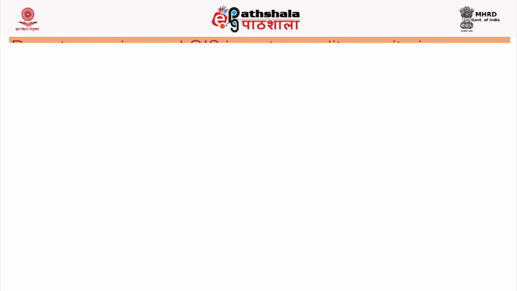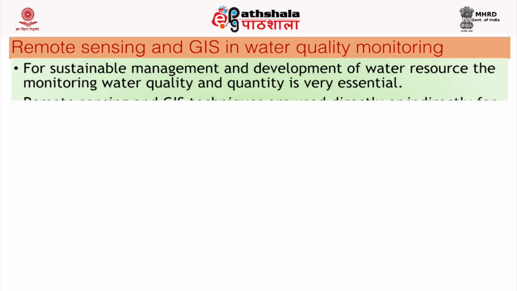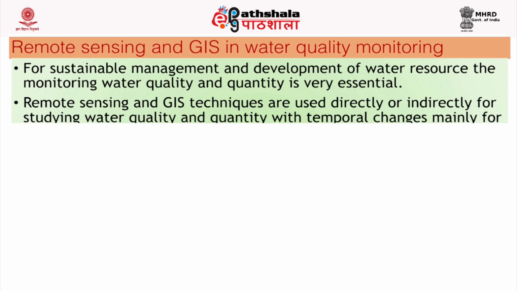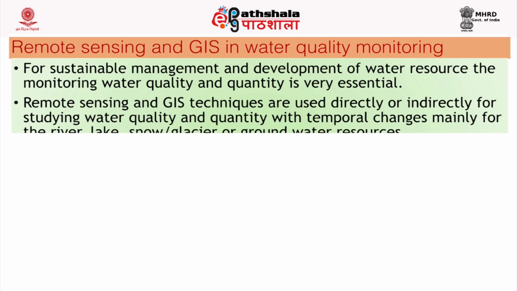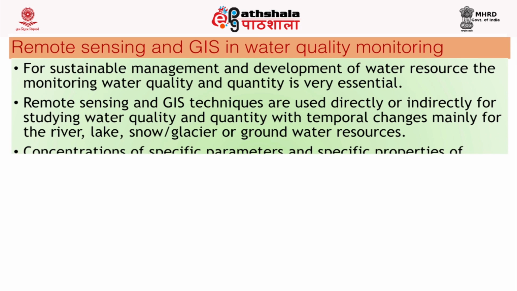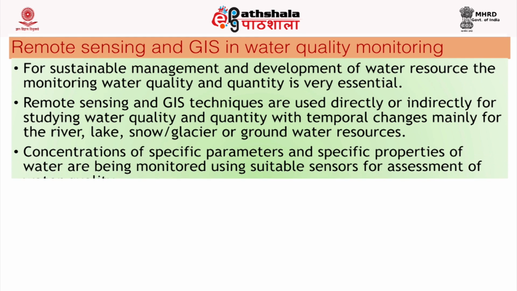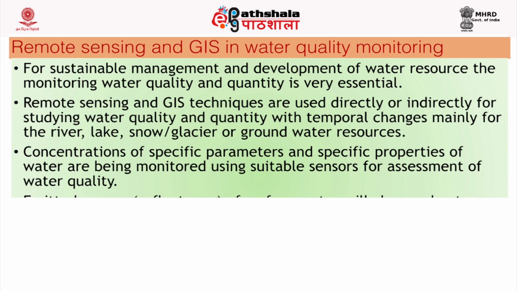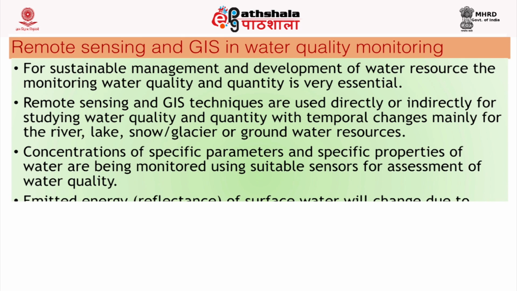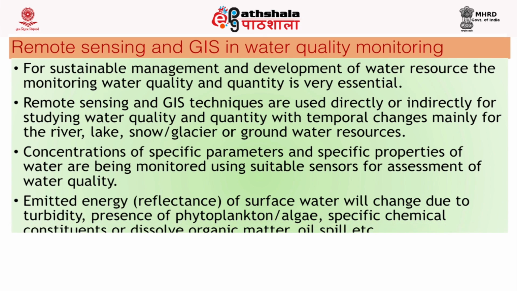Remote sensing and GIS in water quality monitoring. For sustainable management and development of water resources, monitoring water quality and quantity is very essential. Remote sensing and GIS techniques are used directly or indirectly for studying water quality and quantity with temporal changes, mainly for rivers, lakes, snow or glaciers, or groundwater resources. Concentration of specific parameters and specific properties of water are monitored using suitable sensors for assessment of water quality.